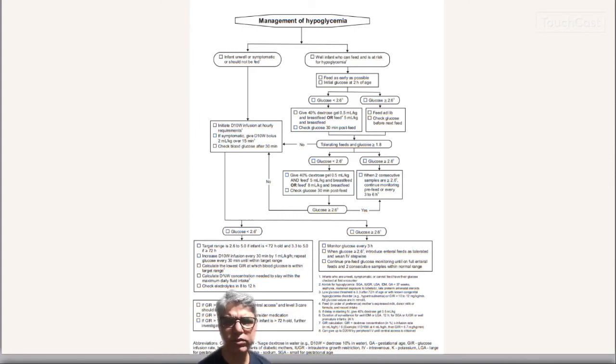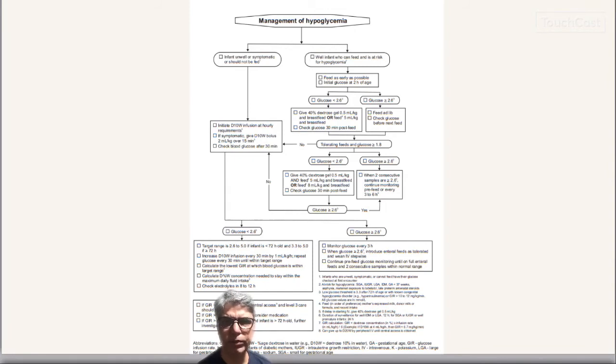Another question usually asked is, how would you manage a baby who requires IV dextrose therapy? Now, the Canadian Pediatric Society guidelines say that you should start with a 10% dextrose solution at 80 mL per kg per day, which is equivalent to 5.5 milligram per kg per minute of glucose. And a single bolus of 2 mL per kg of 10% dextrose solution over 15 minutes can be used to reach target glucose levels more quickly, especially when the baby is symptomatic.